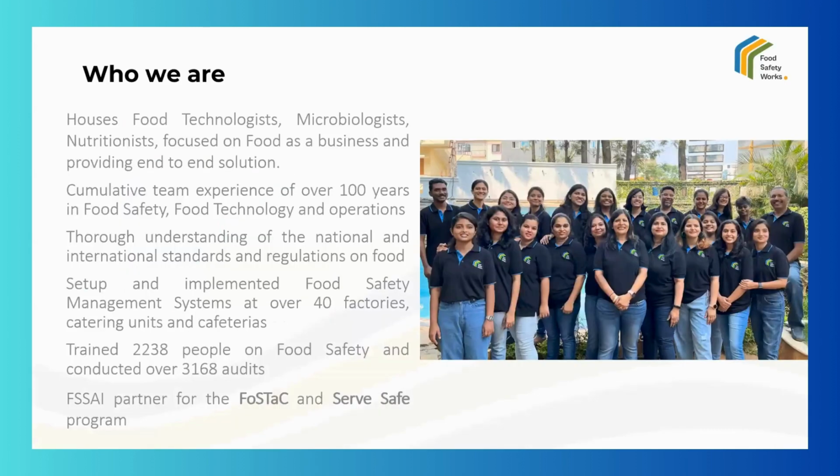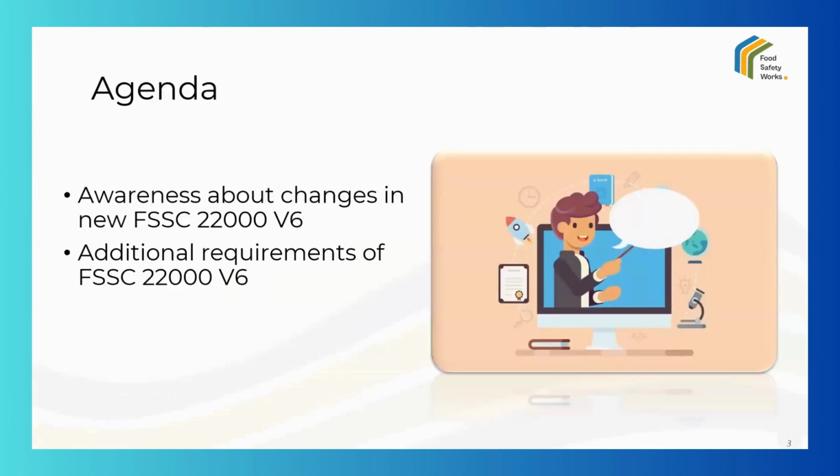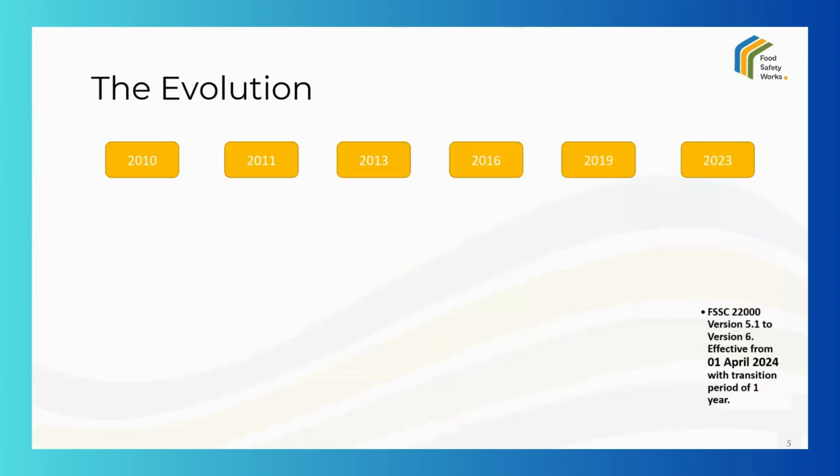So I think I can skip this, and I know it's just the team who's here, right? So it's just about understanding and awareness about what the new changes are in FSSC version 6. I hope everybody here understands what FSSC version 6, or FSSC, consists of, right?